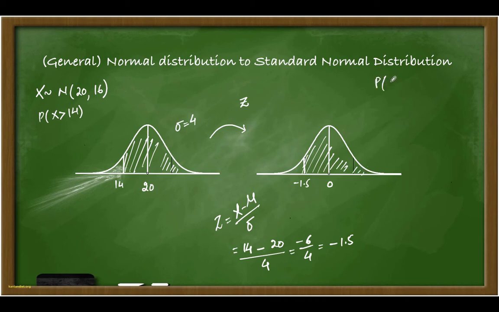To find the probability that z is greater than negative 1.5, alternatively you can say that the probability that z is greater than negative 1.5 is 1 minus the probability that z is less than negative 1.5. If you find it using the table, you get 0.9332.